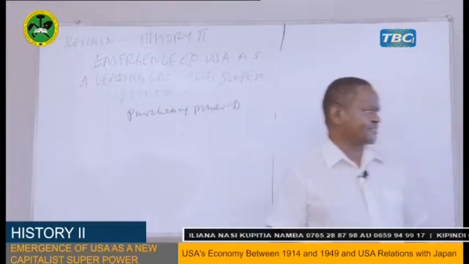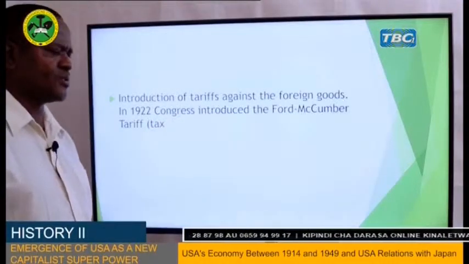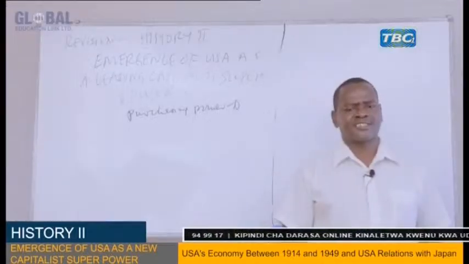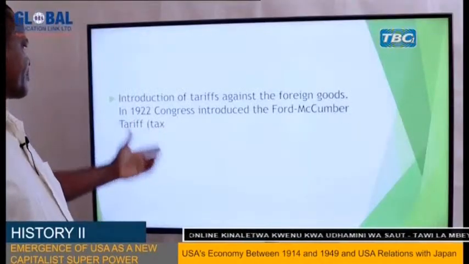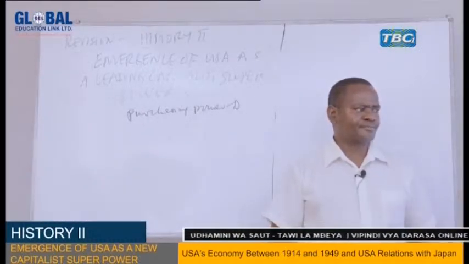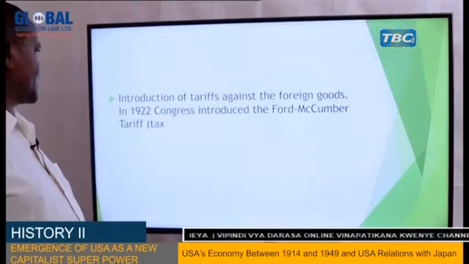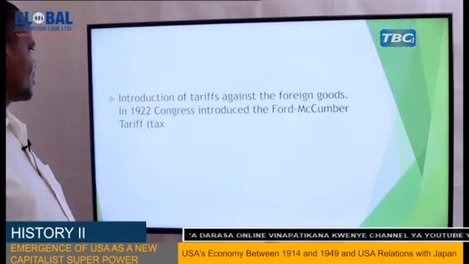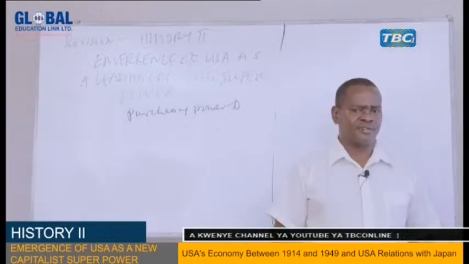Another point, my dear students, is the introduction of tariffs against foreign goods. In 1922, the Congress passed a law that restricted the goods which were imported from other countries. That law was called the Fordney-McCumber tariff, which means it was proposed by a congressman. So this is what happened. From 1922, goods that came from other countries were very highly restricted from coming to America.